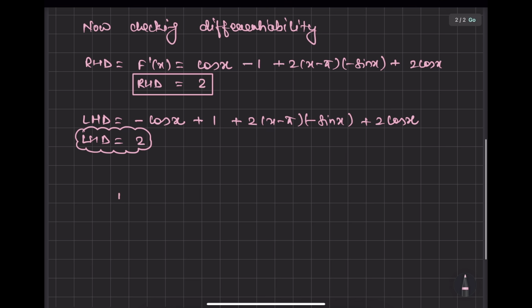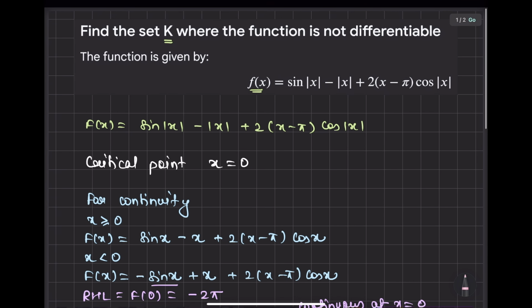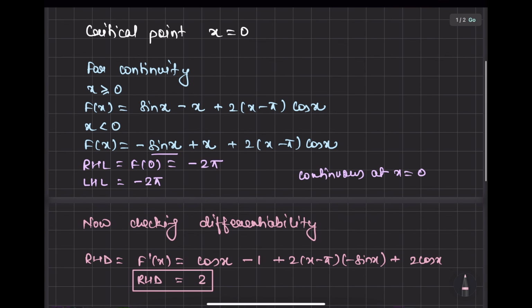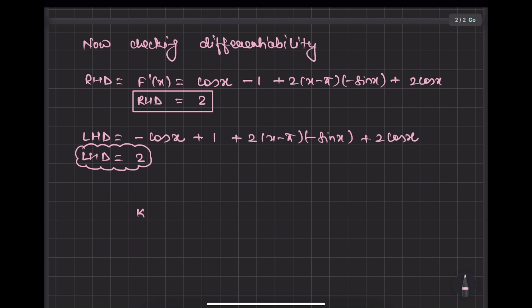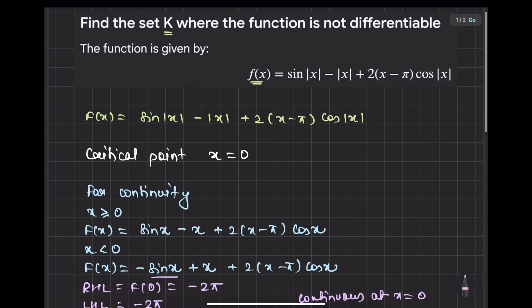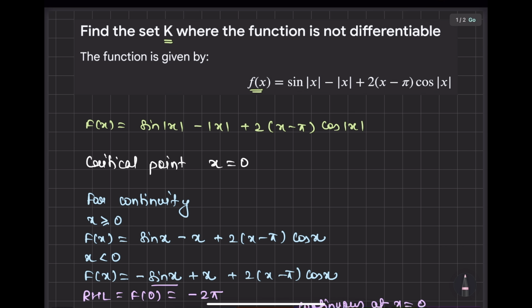So can I say that, like, we are interested in finding the set K for which the function is not differentiable. We had doubt at only one point, and at that point also it is coming out to be differentiable. So can I say that set K is phi, as it is differentiable everywhere? So the given function is continuously differentiable at all the points.